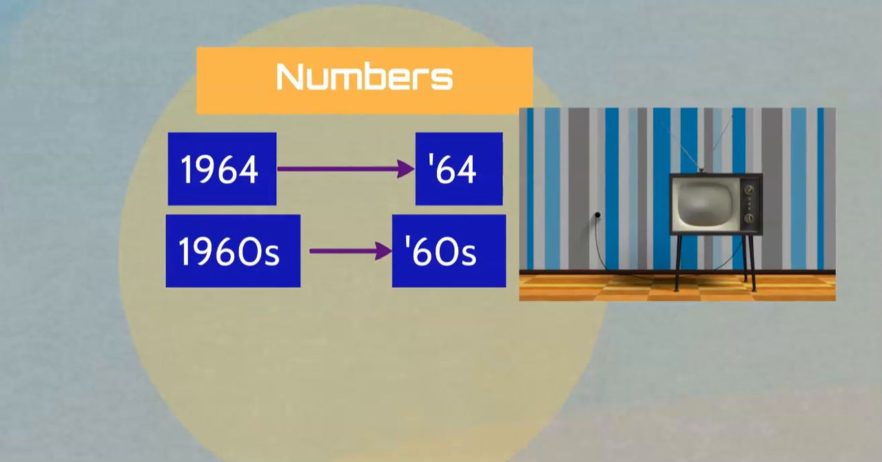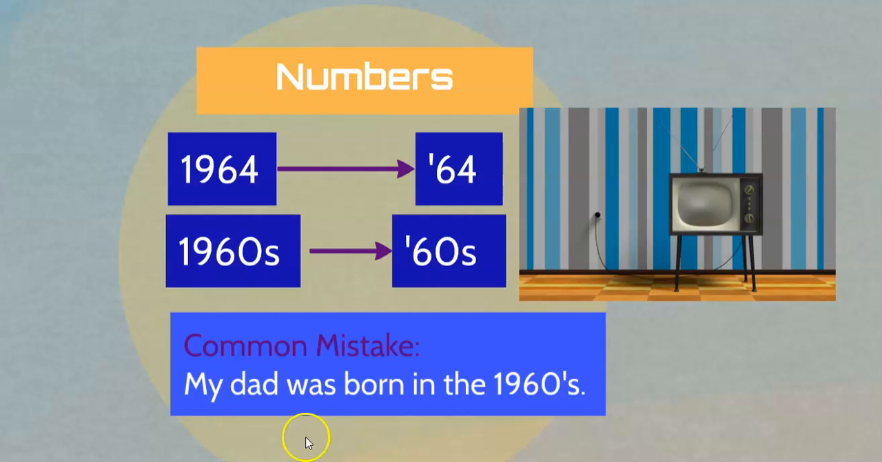There is a common mistake though. Let's read this example. My dad was born in the 1960s. A common mistake is to put the apostrophe before the S. There's no apostrophe because there are no numbers or letters missing, and also there's no possession.